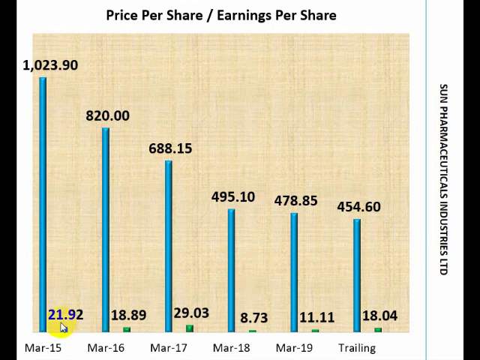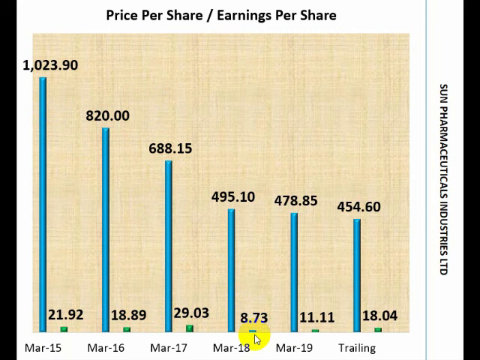And even the earnings per share, we can see it was 21 rupees in March 15 and increased to 29 rupees in March 17. The price even then was dropping till 688 rupees. So whenever there is an increase in the EPS, generally we should see the increase in price per share also. But in this case the trend was downwards.